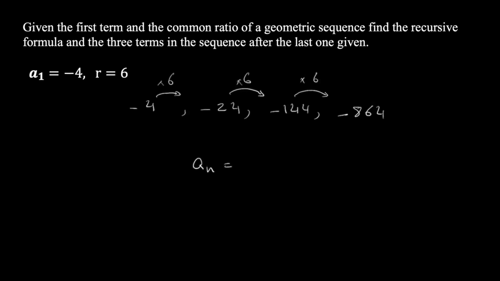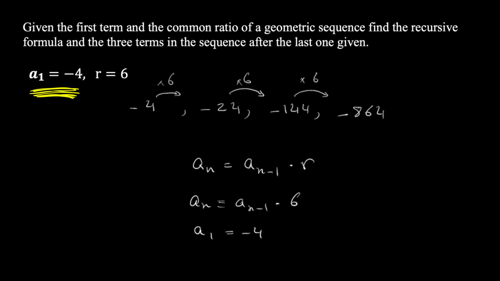aₙ is equal to aₙ₋₁ times the common ratio. So we can write it again: aₙ is equal to aₙ₋₁ times, what is the common ratio? It is 6, so multiplied by 6. And always we should add the first term, so we write a₁ is equal to -4, and this is the recursive formula.